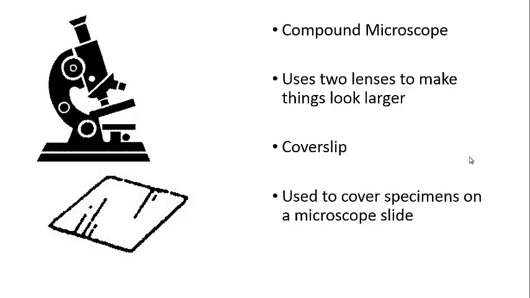We also might use a compound microscope. Compound microscopes are called compound because they actually use two lenses to magnify the objects that you're trying to look at. When you're using a compound microscope, you're probably going to use a cover slip. This is going to be placed over the specimen that you are trying to get a close-up look at.